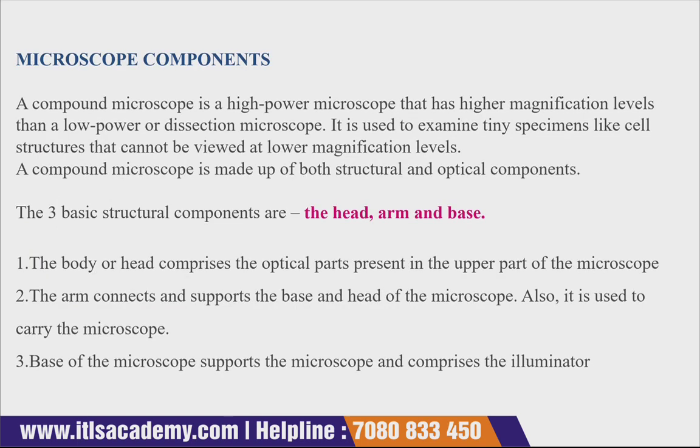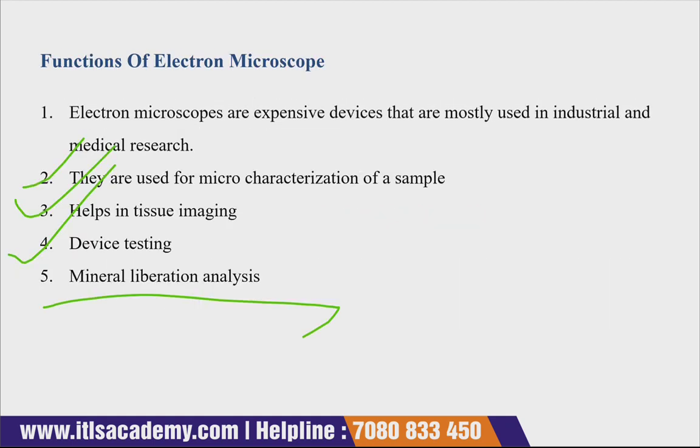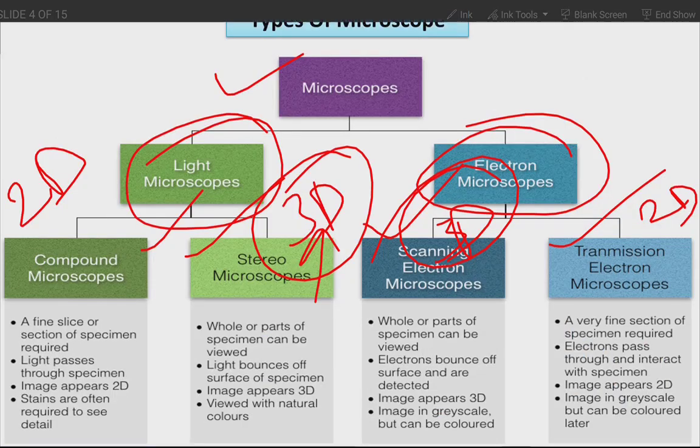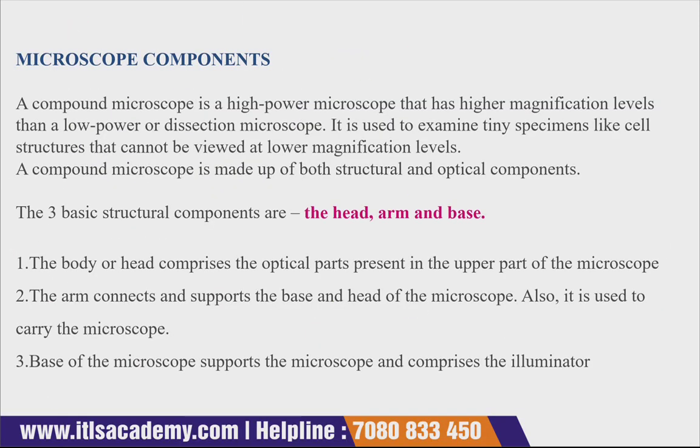Now moving to the next, that is microscope components. So basically, if we see this image of the microscope, we are going to study in detail the components that are used in this microscope. Let's see the introductory part. The compound microscope is a high power microscope that has a higher magnification level than a lower power or dissection microscope. It is used to examine very tiny specimens like cell structures that cannot be viewed at a lower magnification level. Compound microscopes are generally used in the study of bacteria, fungi, and different types of viruses, so they have a very high magnification.